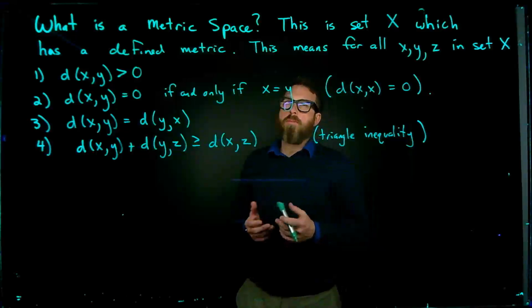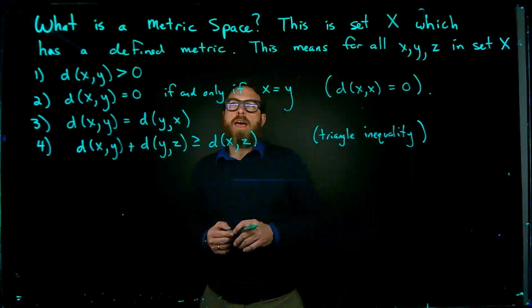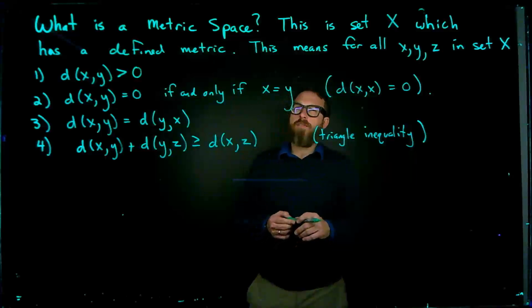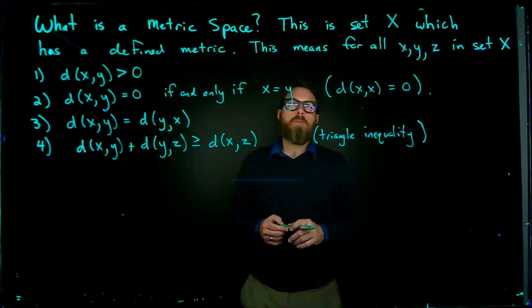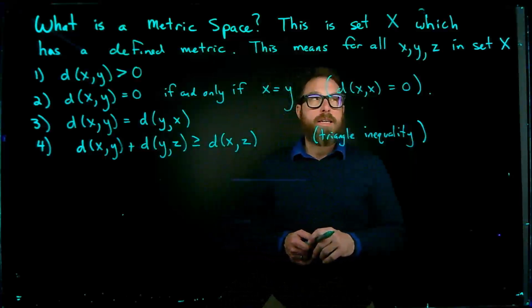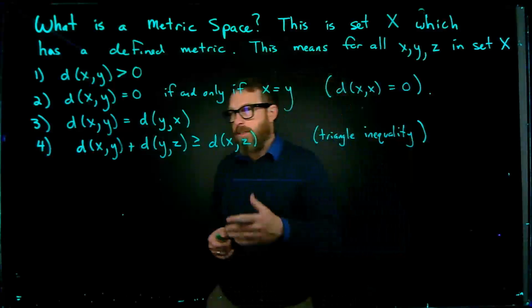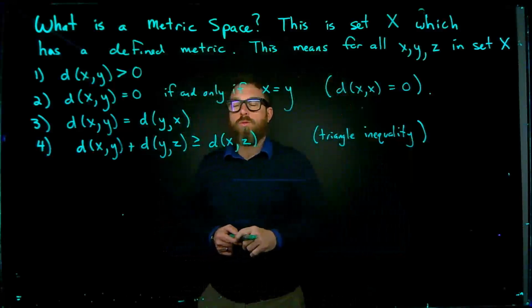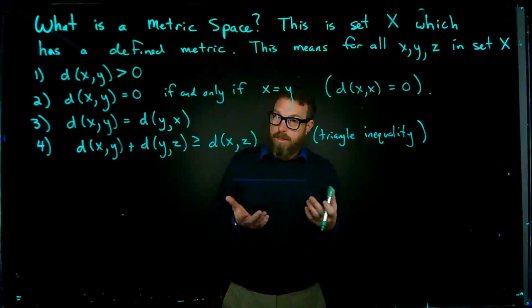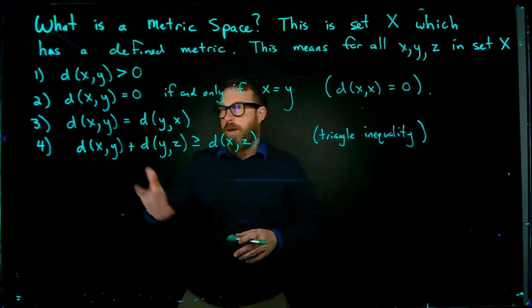So the question is, what is a metric space? Well, this is a set X which has a defined metric. And what that means is for all x, y, and z in this set X, these four properties hold, which means they're a metric, which is kind of like a measure, a distance. That's why I call these things d here.